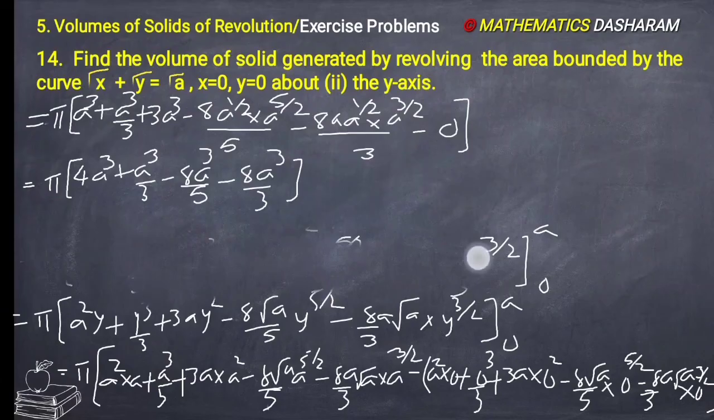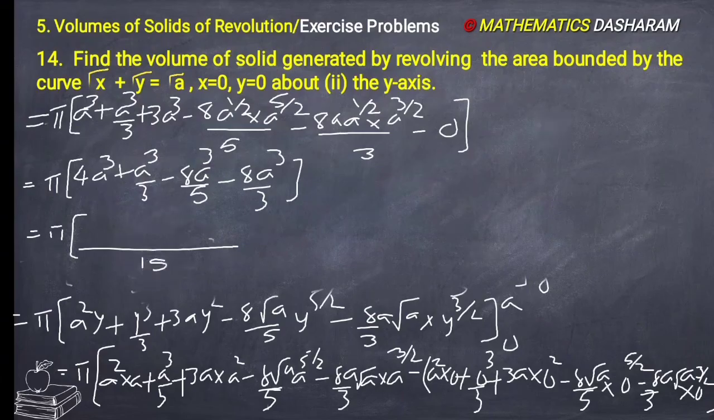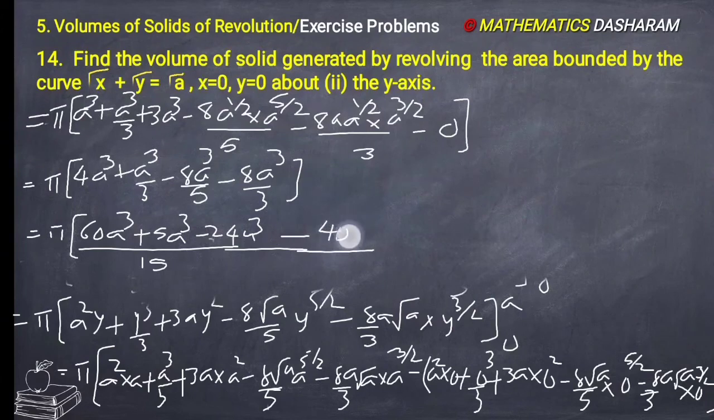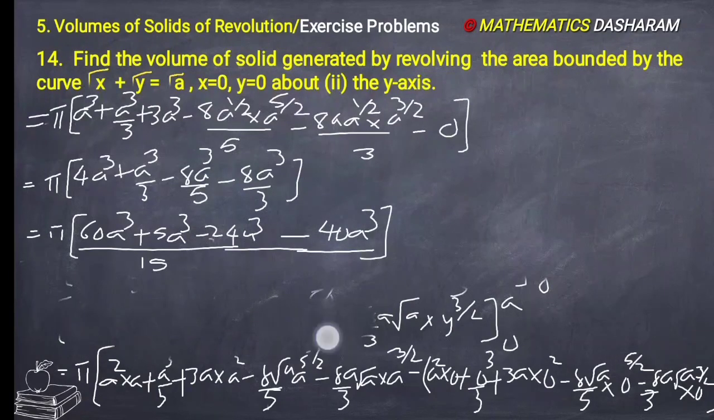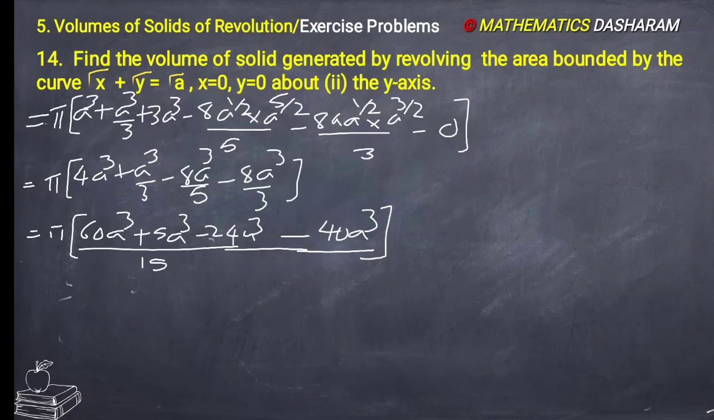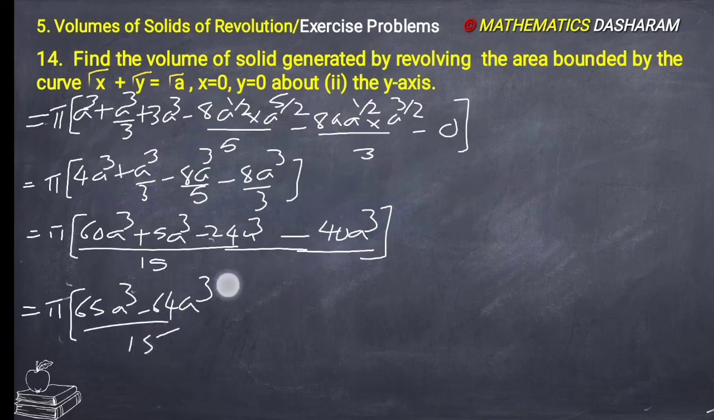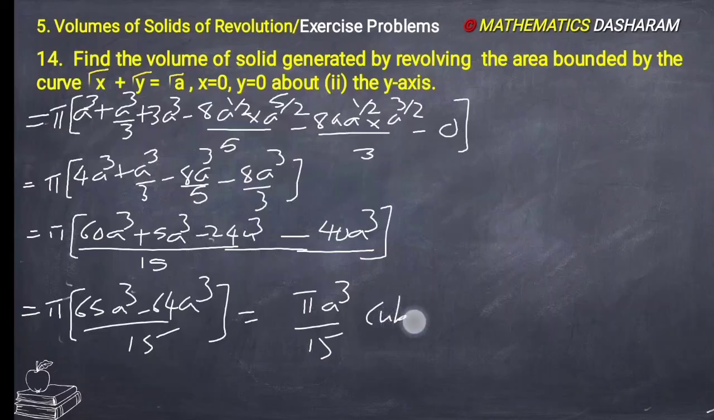So now check the LCM. Here pi into 15 is the LCM. 15 4s are 60 a cube plus 5 a cube minus 24 a cube minus 40 a cube. So then it is equal to pi into 60 plus 5, 65 a cube minus 64 a cube by 15. Then it is equal to pi a cube by 15 cubic units, which is our required answer.